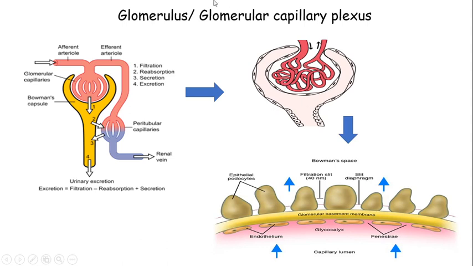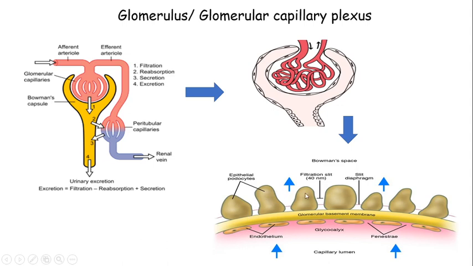This glomerulus is a capillary plexus. So capillaries are blood vessels. Therefore it has an endothelium, the epithelial lining. Then it has the glomerular capillary basement membrane. Then it has a podocytic layer. So these are the podocytes. These podocytes are not fused with one another. You can see there are gaps in between. These are called filtration slits. Through the filtration slits from the blood, substances get filtered into the Bowman's space.